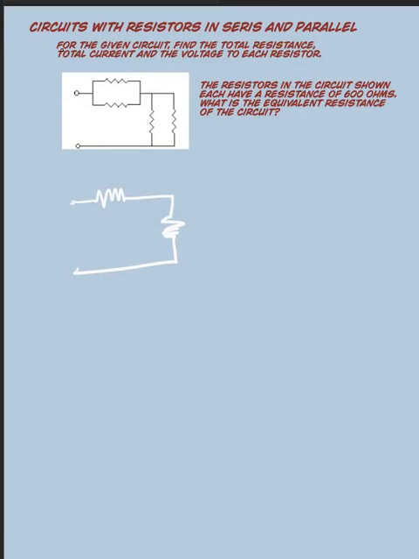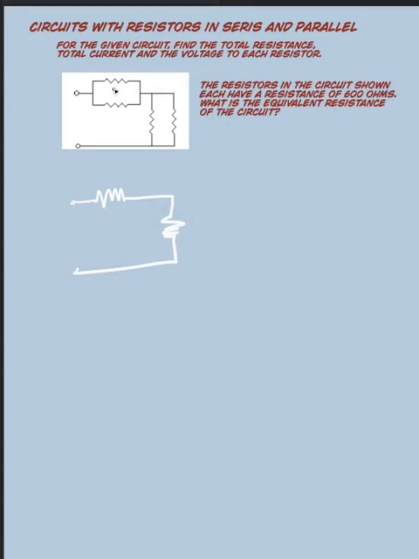Look at this example. For the given circuit, I'm going to ask you to find the total resistance. And then later I'm going to put some voltage so we can find the total current, and then the current in each of these resistors. So the first thing, like it says here, resistors in this circuit shown each have a resistance of 600 ohms. What is the equivalent resistance of the circuit?